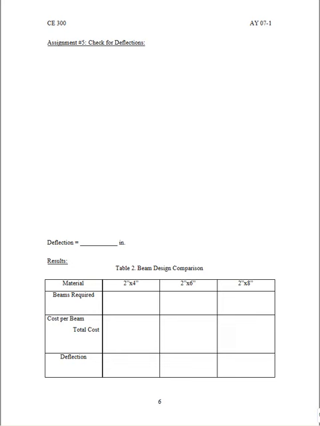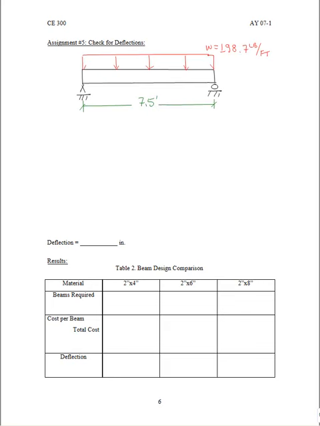And in order to check for deflections, we need to take a look at the loads again on the beam. Going back to our original loads, we know that the distributed load is 198.7 pounds per foot, and we have no other loads on this structure, so the maximum deflection is found just based on case 7 from table A-19, and our equation for that is negative 5 WL to the fourth divided by 384 EI.